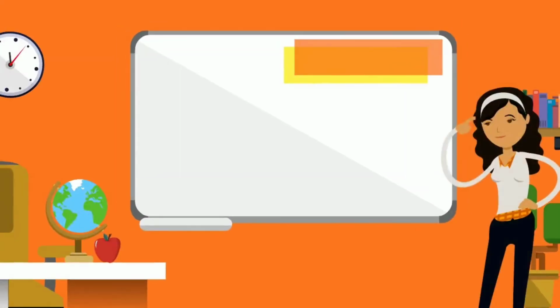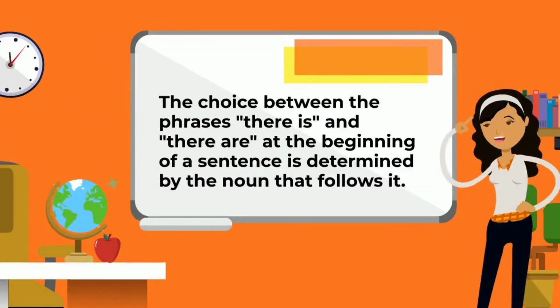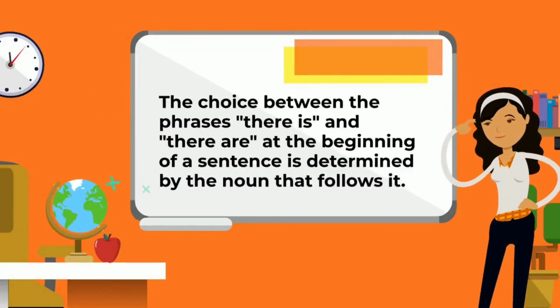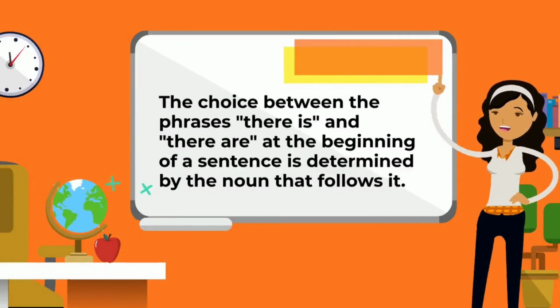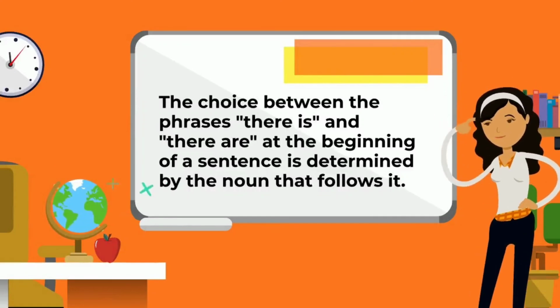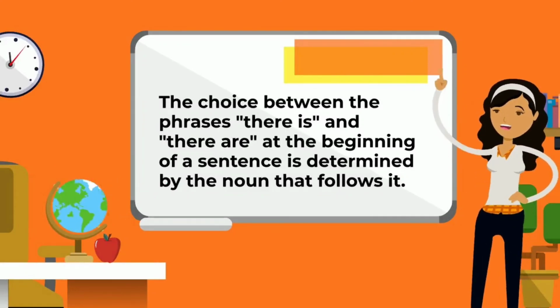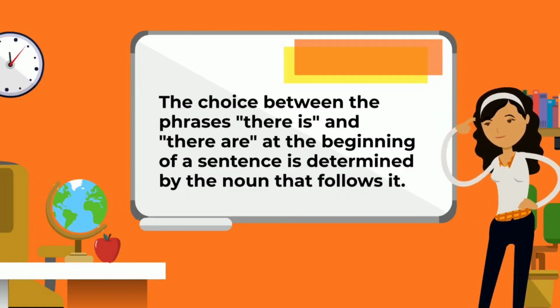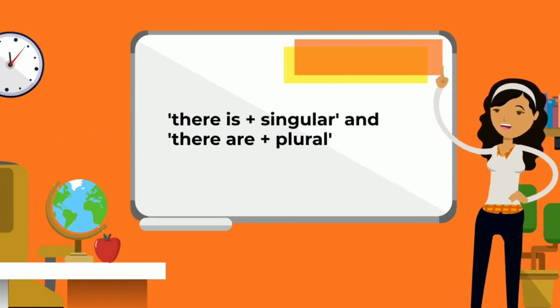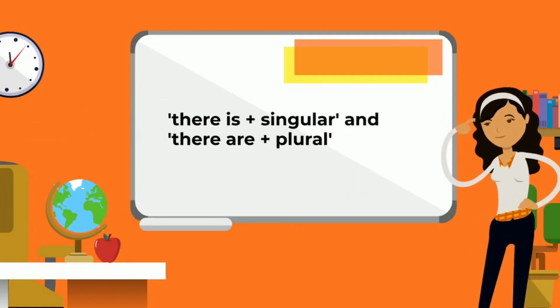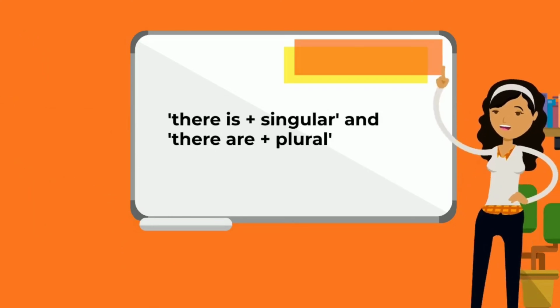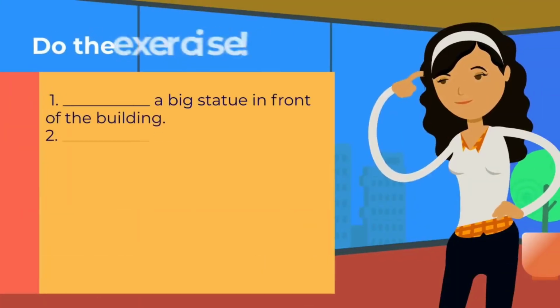In conclusion, the choice between the phrases there is and there are at the beginning of a sentence is determined by the noun that follows it. So, in theory, we use there is plus singular and there are plus plural. Now let's practice.